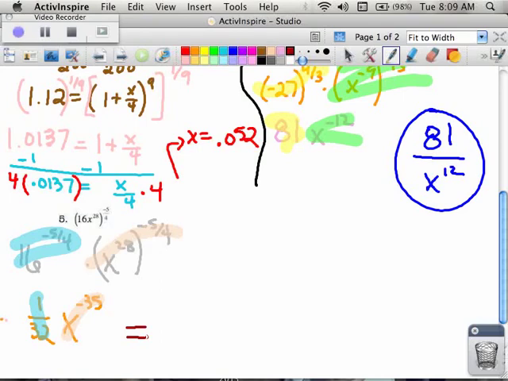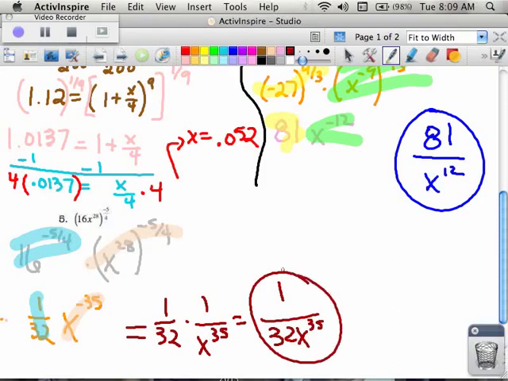So really I have 1/32 times 1/x to the 35, or if I just shove them together so I can write it as one fraction, 1 over 32x to the 35. And this would be considered the final simplified answer.